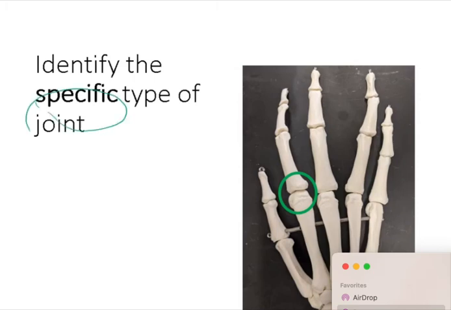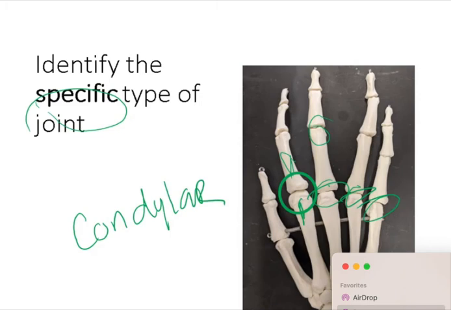Okay, here, again, the specific type of joint, all of these joints between the metacarpal bones and the phalanges, or the interphalangeal joints. Okay, these are condylar joints. Okay, so it's a condyle, a nice long process that fits in a nice little depression. Okay, condylar.